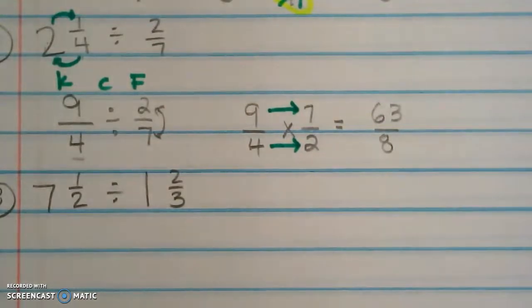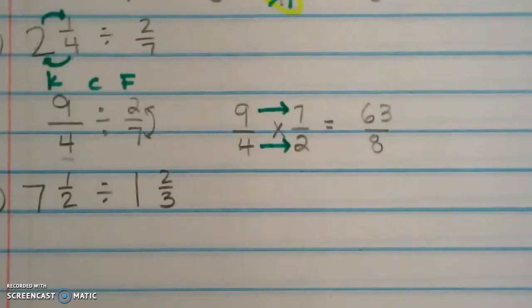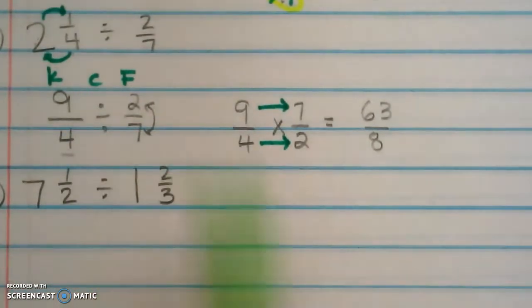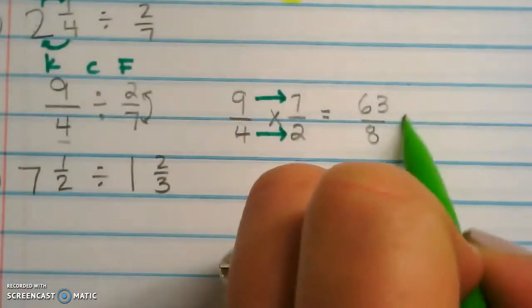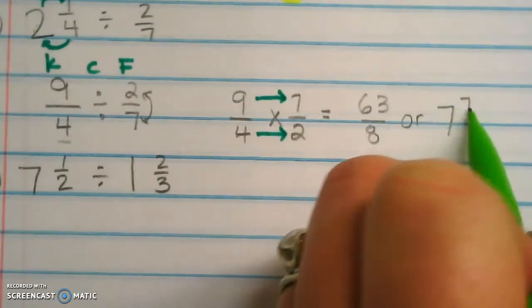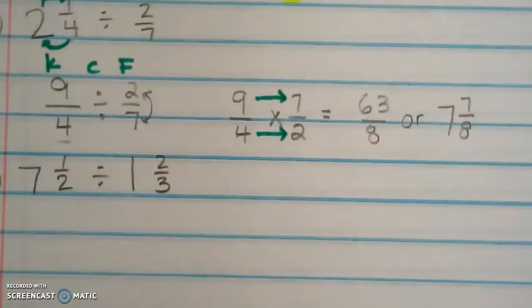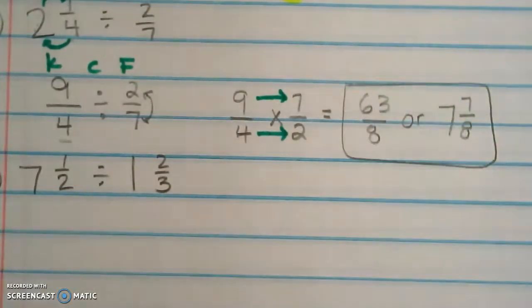And you can leave it just like that. I know that looks a little funny, but you can leave it like that. There's not a reason why you can't do that. If it bothers you that it's improper and you want to write it back as a mixed number, you would have 7 and 7/8. Either one of these is correct.